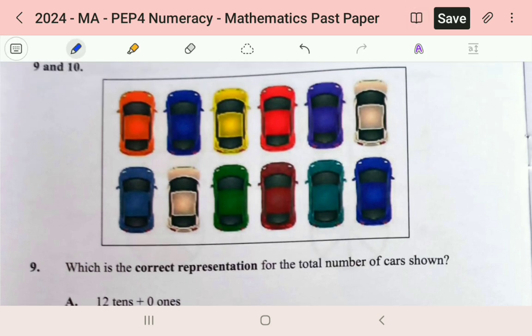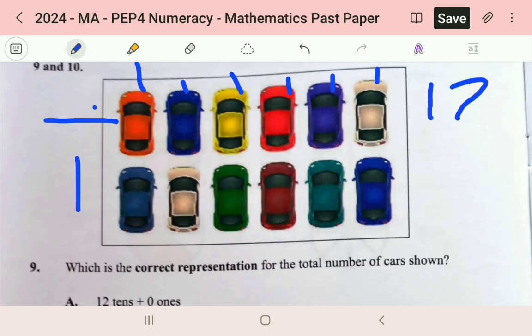So remember, rows by column. All right, so you have 2 rows and 1, 2, 3, 4, 5, 6 columns. So 2 6s are 12, so you have 12 cars.